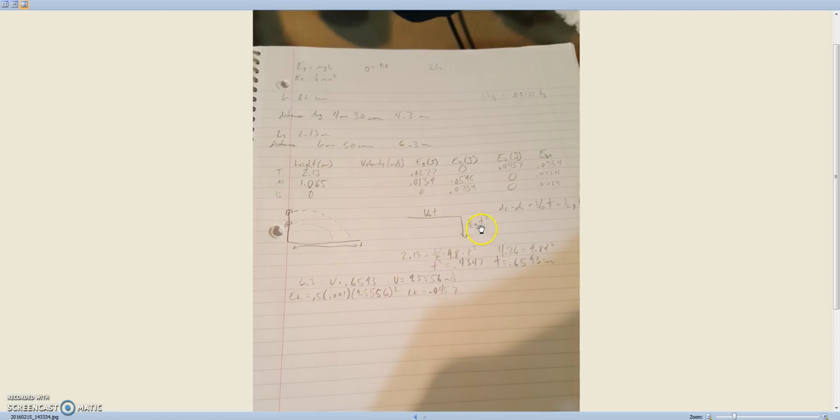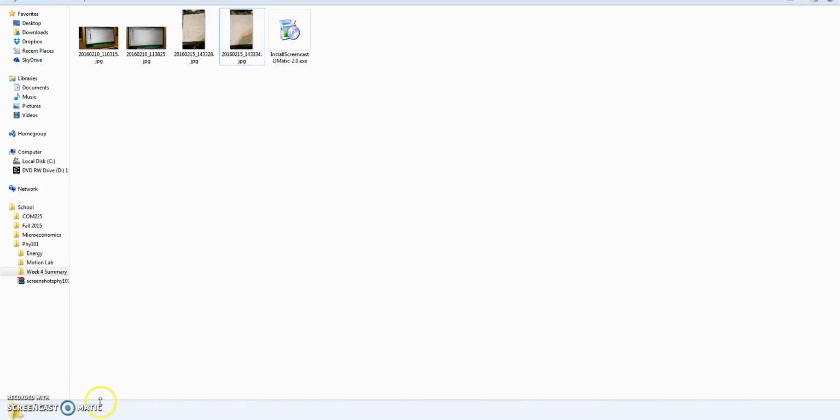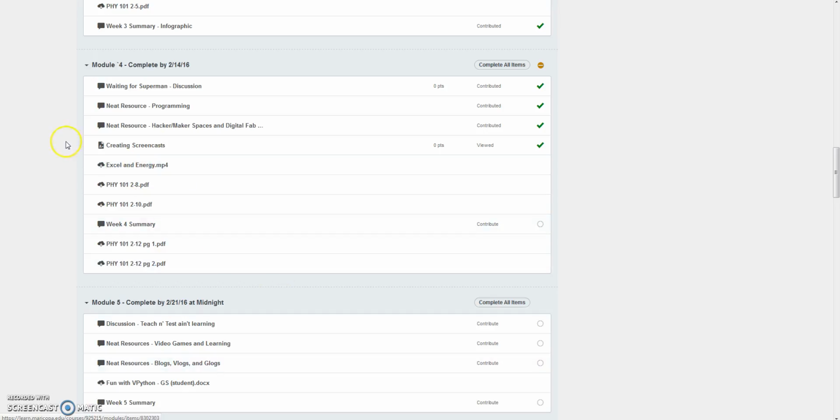And then we had to use this one right here to calculate the time that it took to hit the ground. So it was 0.6593 seconds, so really quick. And then we plugged that time in to here, and that is where we got the velocity. So it's moving at 9.5556 meters per second, which when you plug that into the EK equation gives you a kinetic energy of 0.0457. So that is all the pictures we had.